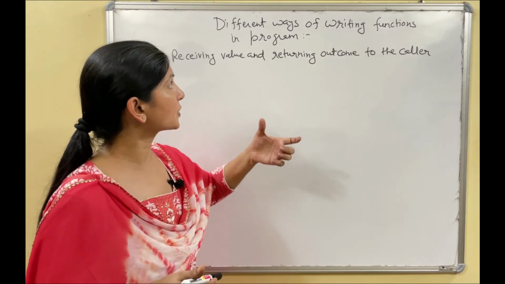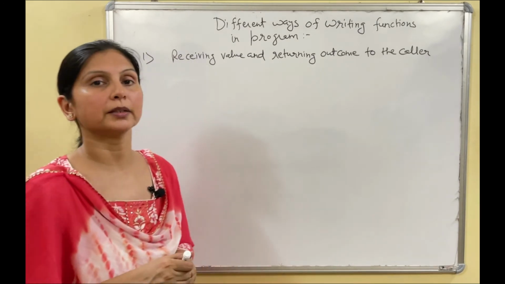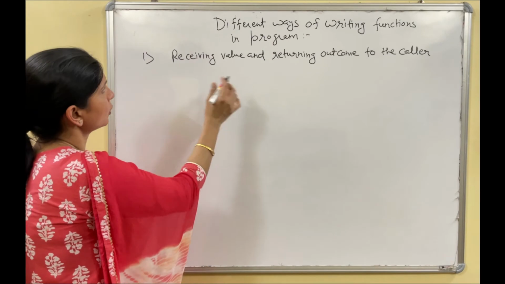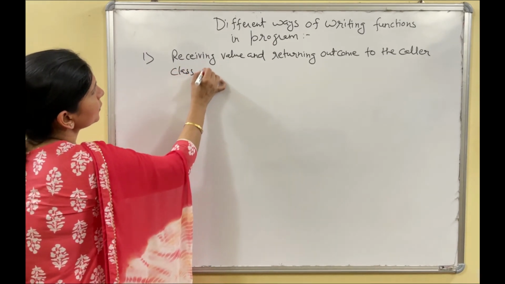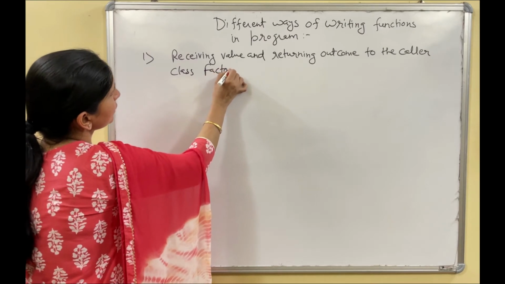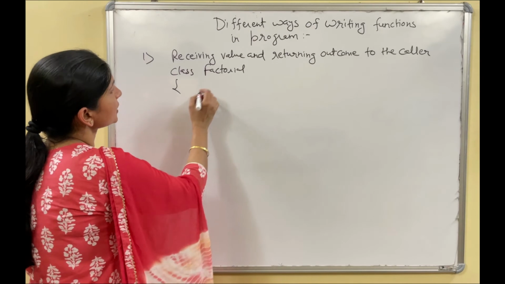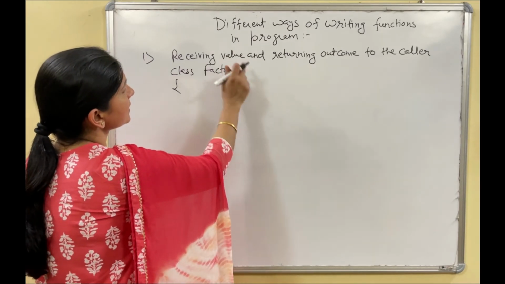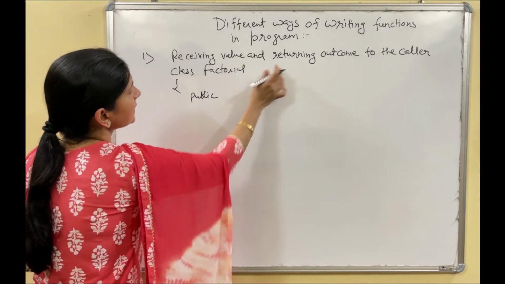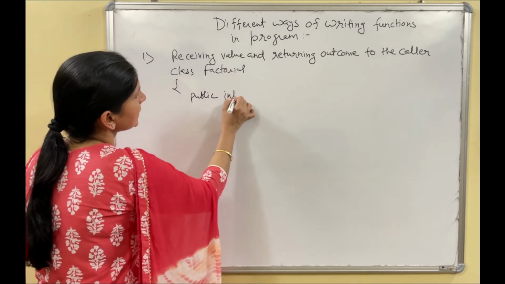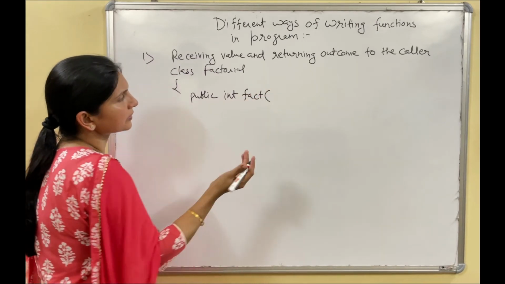Means in function we are receiving some value and we are returning also. So with one program I will explain all three types. First we will make a program, factorial. Then we will make a function, which one? Receiving value and returning. So public, returning is there, so I will take return type int, then function name fact, and receiving also.